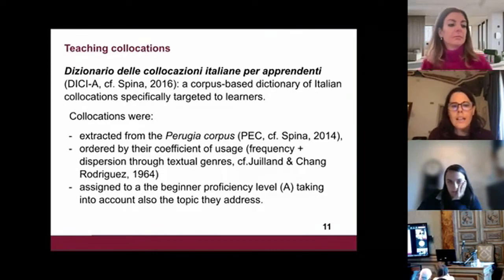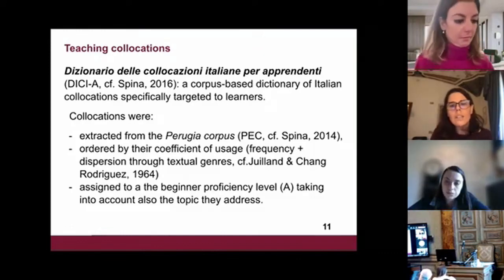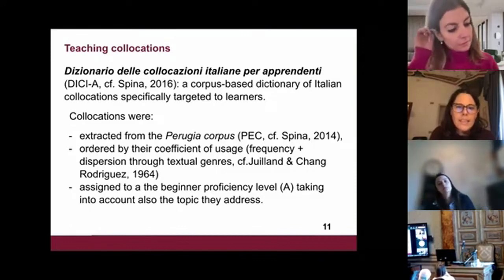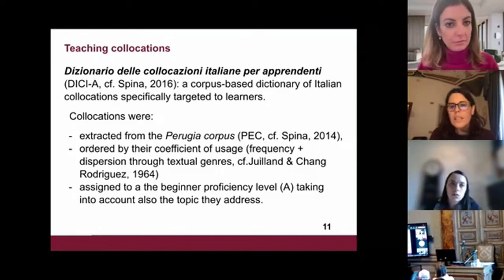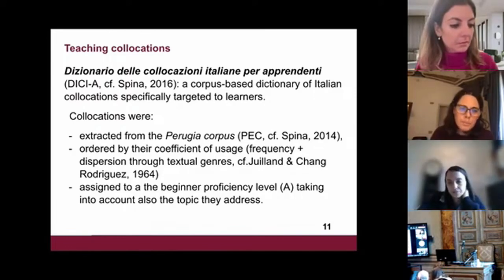Even though it is not a syllabus or a profile, more space is given to collocations in the Dizionario delle Collocazioni Italiane per Apprendenti. That is a corpus-based dictionary of Italian collocations specifically targeted to learners. In the DCA by Stefania Spina 2016, collocations were extracted from the Perugia corpus, ordered by their coefficient of usage, a measure that combines frequency and dispersion through textual genres, and assigned to the beginner proficiency level, taking into account also the topic they address.